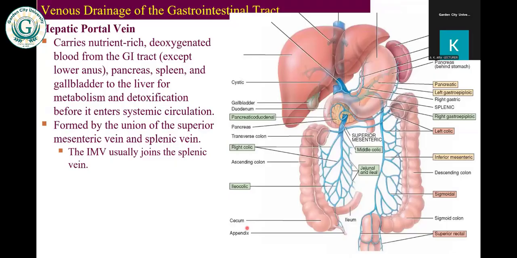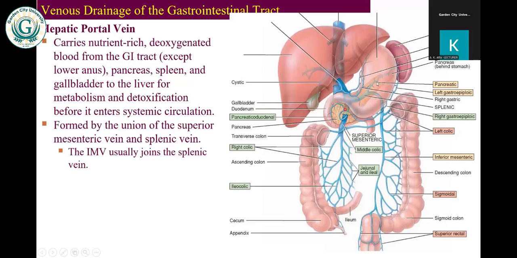Now, for venous drainage, everything goes to the liver. So there's something I will call the hepatic portal vein. This is the hepatic portal vein. This hepatic portal vein is formed behind the neck of the pancreas.